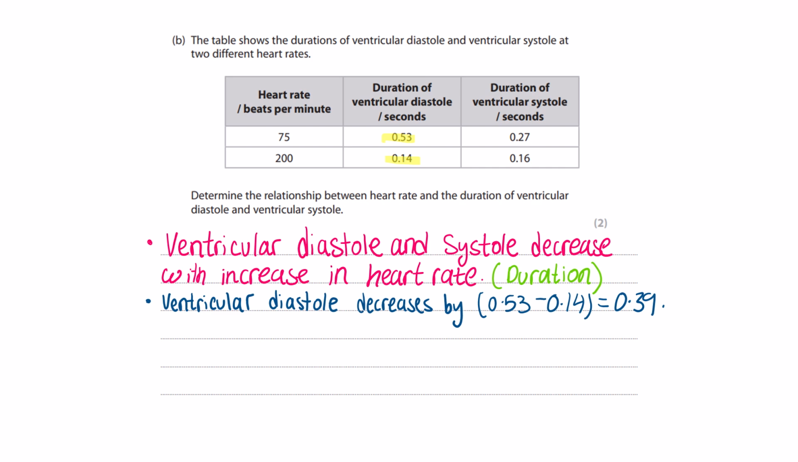Okay, ventricular diastole decreases by 0.39 seconds. It's very important that when they give you a graph, to ensure to get the second point, manipulate the values in the graph and use them to your advantage to further explain and demonstrate your knowledge. And you will also get a grade from it.